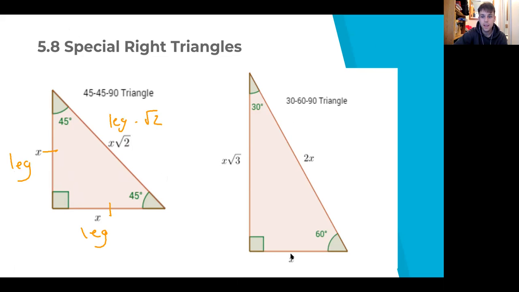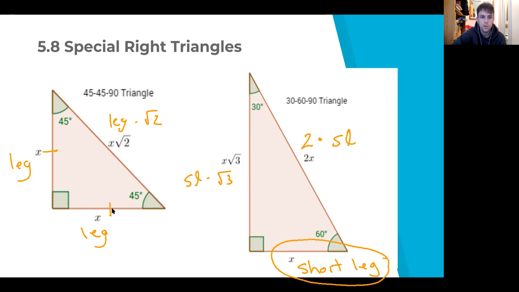In the 30, 60, 90, we have our short leg, which I'm going to abbreviate SL. Our short leg is the one across from the 30. The hypotenuse is 2 times the short leg. And the other leg, the long leg, is equal to the short leg times root 3. So basically, a lot of these problems are going to involve finding either the short leg or the leg length and then using it to figure everything else out, so figuring out the x for our particular triangle.